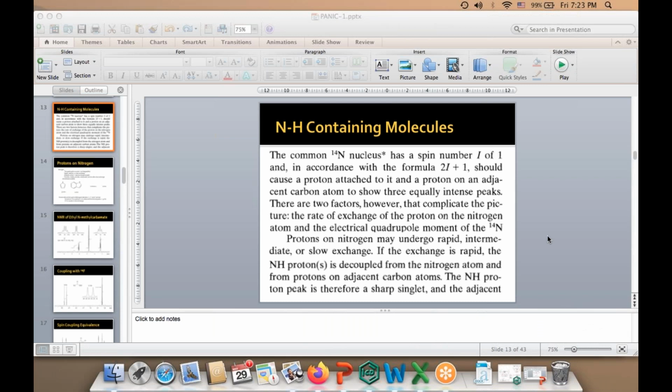Okay, one more question, sir, from Varun. Sir, how do we decide radio frequency pulse in megahertz? Radio frequency pulse in megahertz.